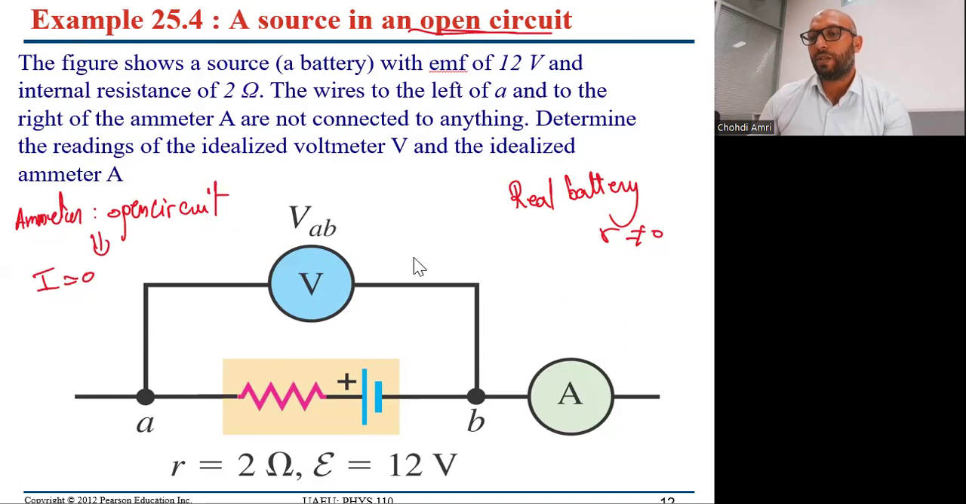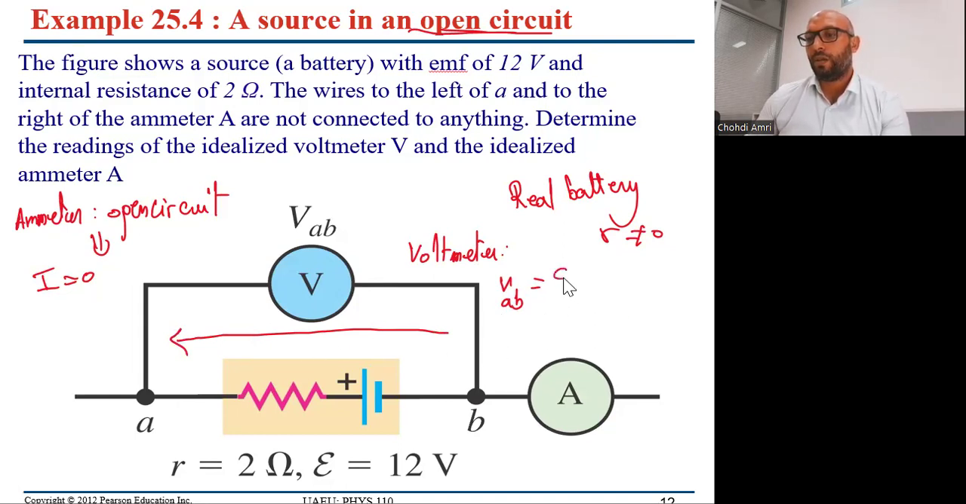Let's discuss now the voltmeter. We have a real battery. VAB equals what? The potential difference from B to A is equal to epsilon minus Ri. However, this I is equal to 0. So it's only epsilon. So it's 12 volt. We are done. So the voltmeter will read 12 volt.